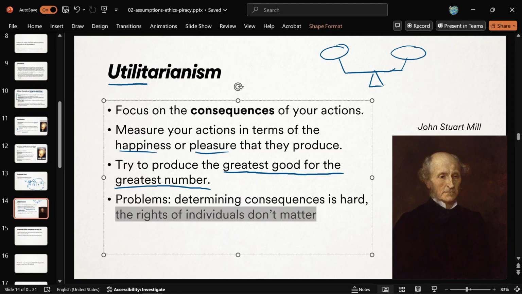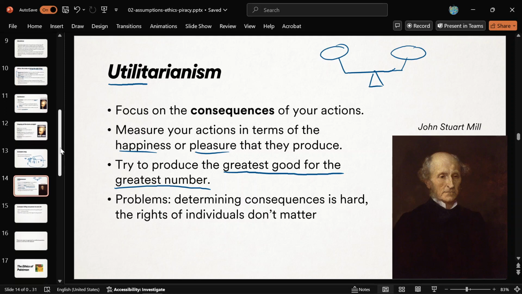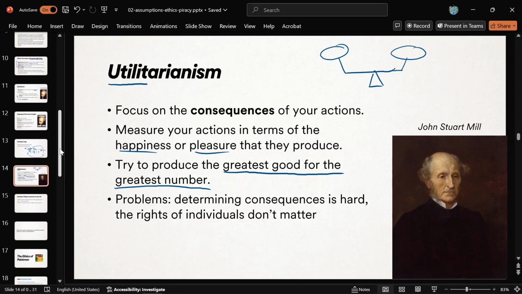And then also sometimes there are people who are more important than others, and you would want to save your family, right, versus somebody else, something like that. So in utilitarianism, that does not matter at all. Okay. Any questions about that? Does that kind of make sense?